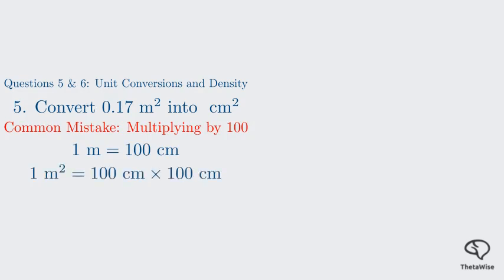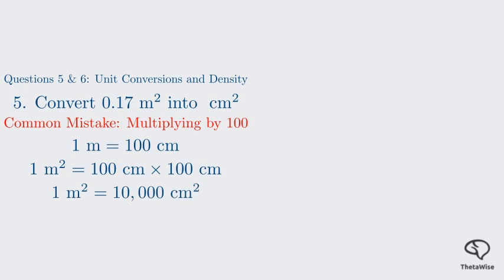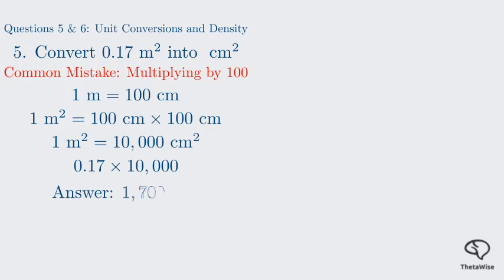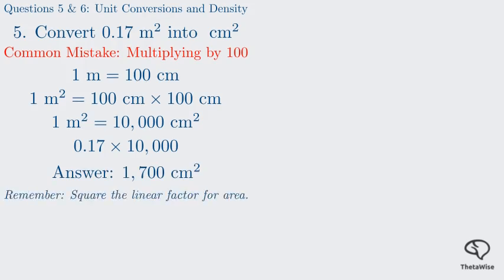1 meter equals 100 centimeters. 1 meter squared equals 100 centimeters times 100 centimeters. 1 meter squared equals 10,000 centimeters squared. However, for area, you must square the conversion factor. 1 square meter is actually 10,000 square centimeters, so 0.17 times 10,000. We move the decimal point 4 places to the right. Answer: 1,700 centimeters squared. Always remember to square the linear conversion factor when dealing with area.